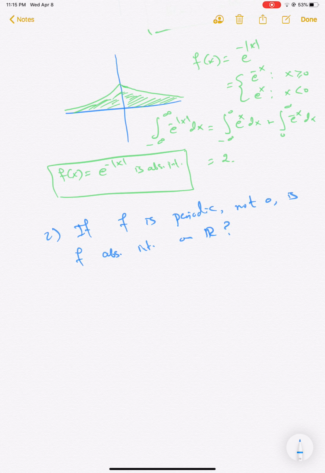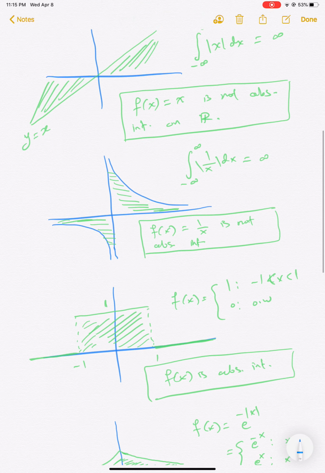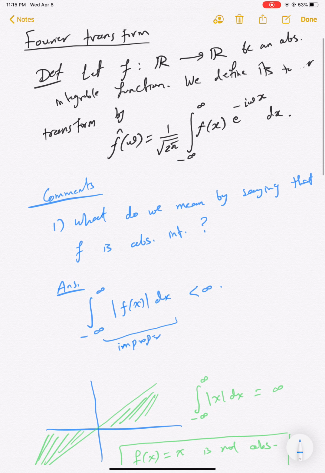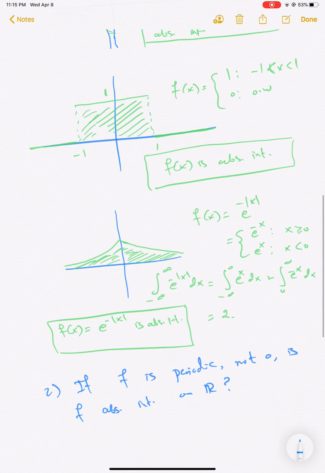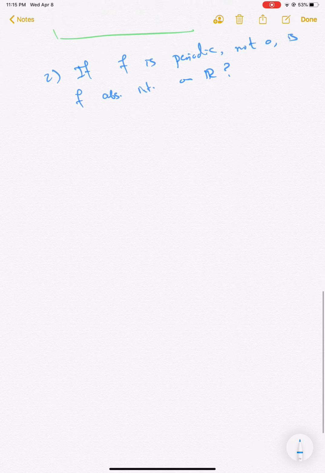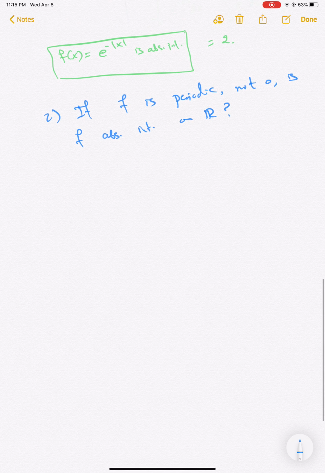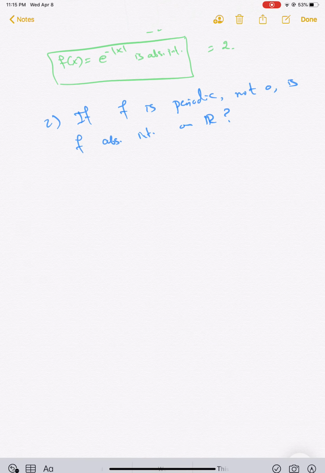So what do you mean by on R? From negative infinity to infinity. Now, when we talk about Fourier transform, the definition is the integral goes from negative infinity to infinity. So we're not integrating from negative pi to pi. We're not integrating from negative 1 to 1. We need to look at the whole real line from negative infinity to infinity. So now the idea, and you will see why I said not equal to 0.